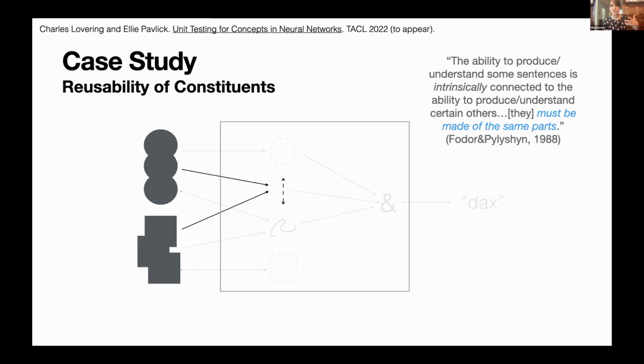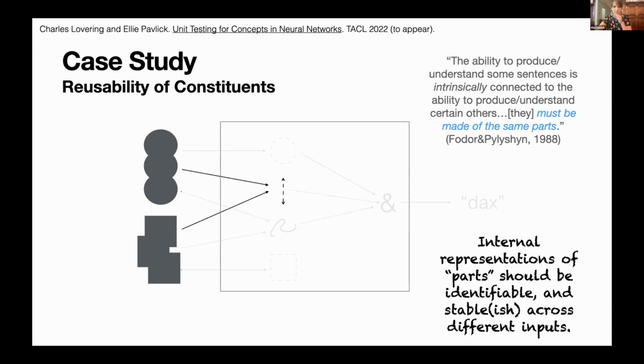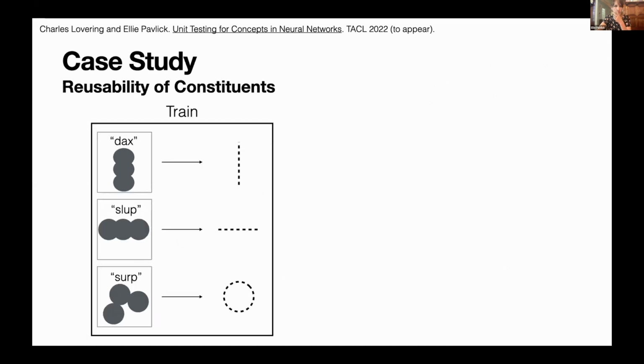And so what I want to see in my neural network is that verticality is represented internally in the network, and in particular that it's represented in the same way, using the same physical representational matter between these different things. I want these to be identifiable and stable enough across inputs.